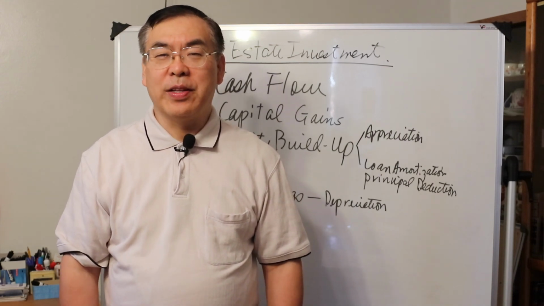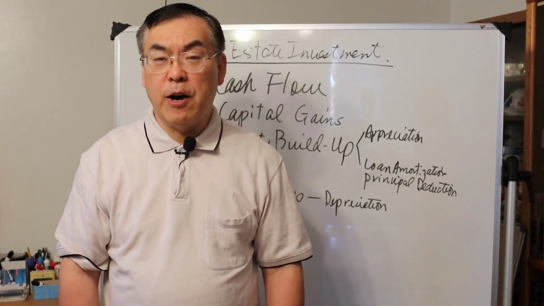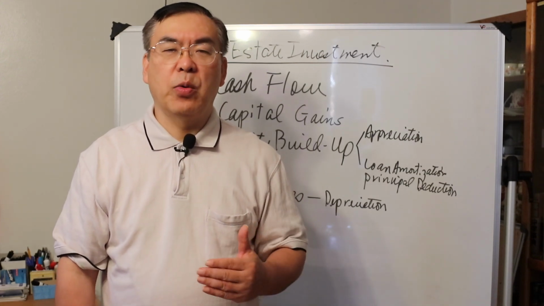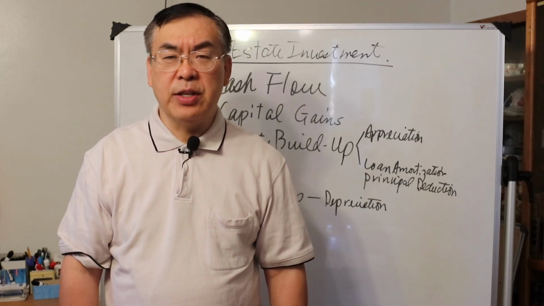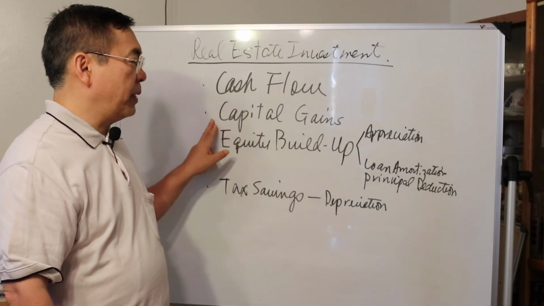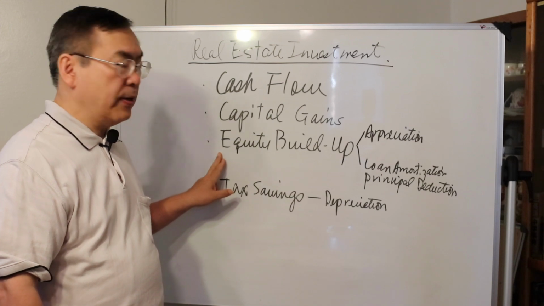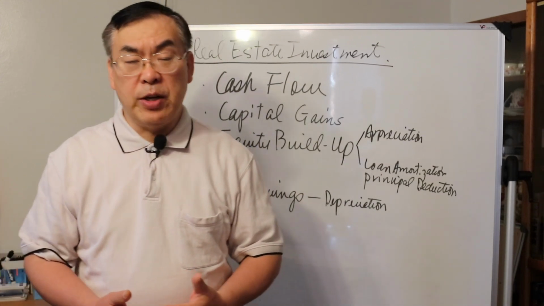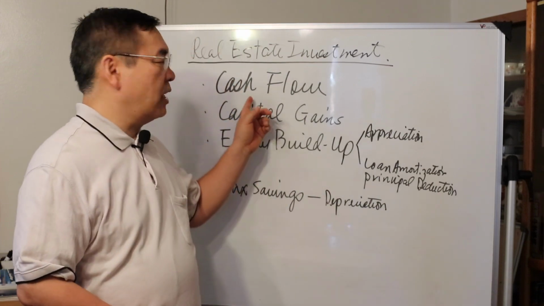Today I'm going to talk about how you make wealth or profit in real estate investment business. There are four major ways to make profit or wealth in this business. Those are cash flow, capital gains, equity building, and tax savings. I'm going to talk about one by one briefly. Okay, first one is cash flow.